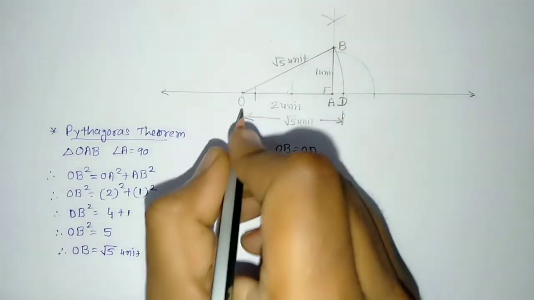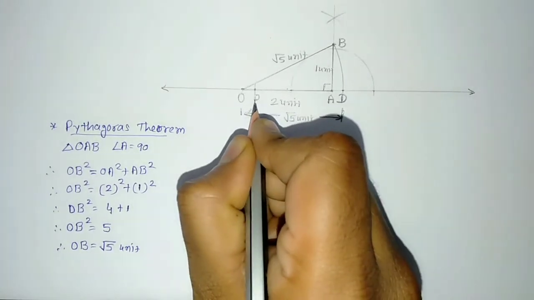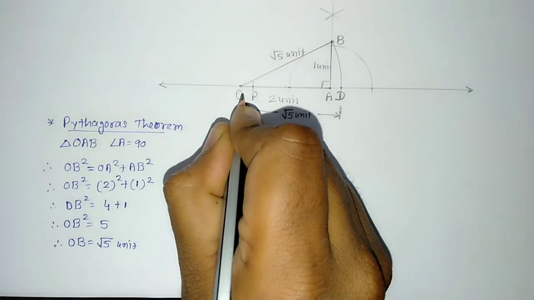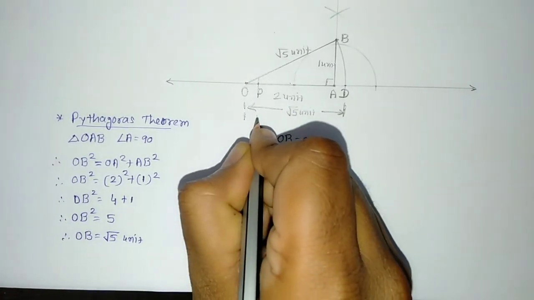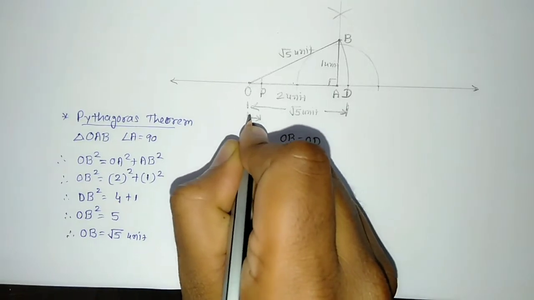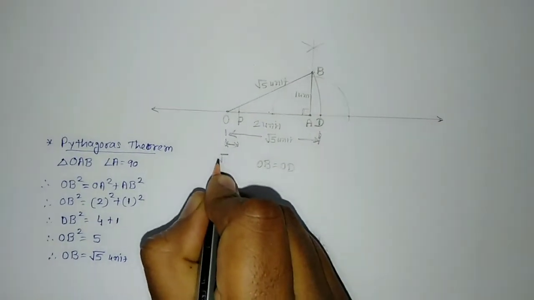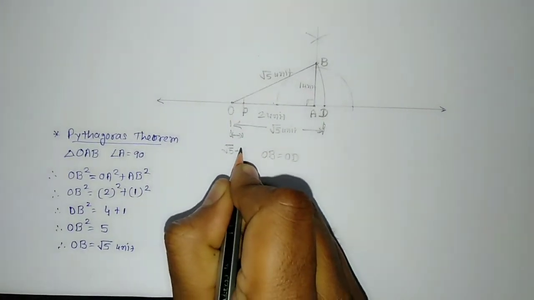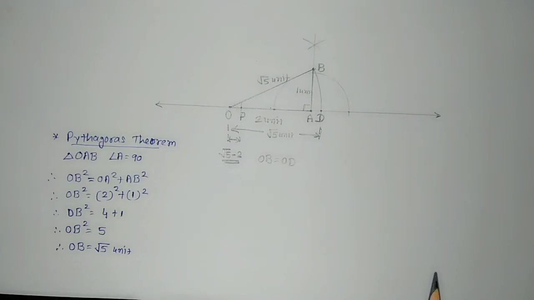This point I'll give the name. Let me give it P. So this measure O to P, it is here O and here it is P. It is a very small distance. This distance is what? It is root 5 minus 2. So this is how you can construct root 5 minus 2.